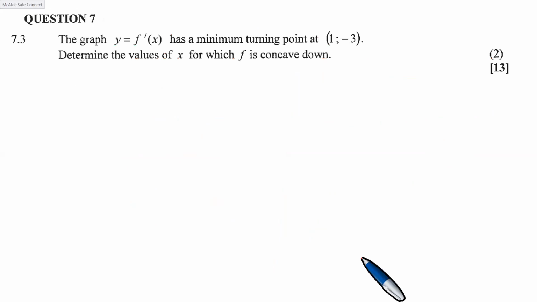7.3 is an interesting one. The graph y equals f prime has a minimum turning point at 1 and minus 3. Determine the values of x for which f is concave down. For which f is concave down. Right. So this is an interesting question.